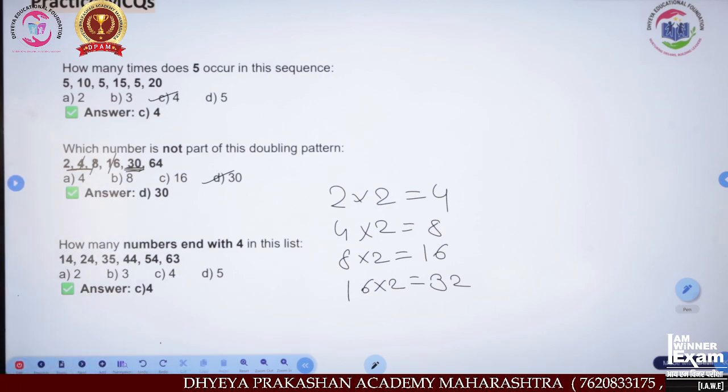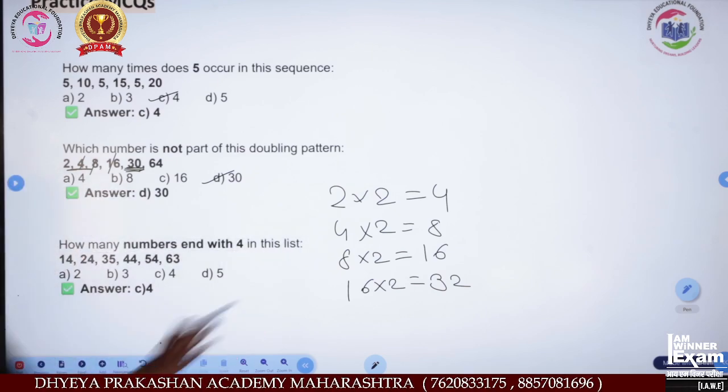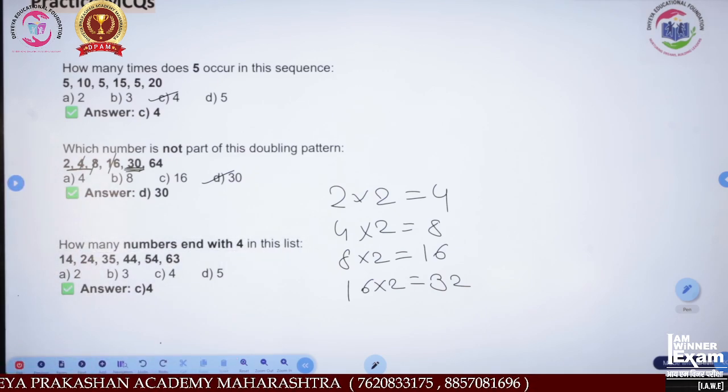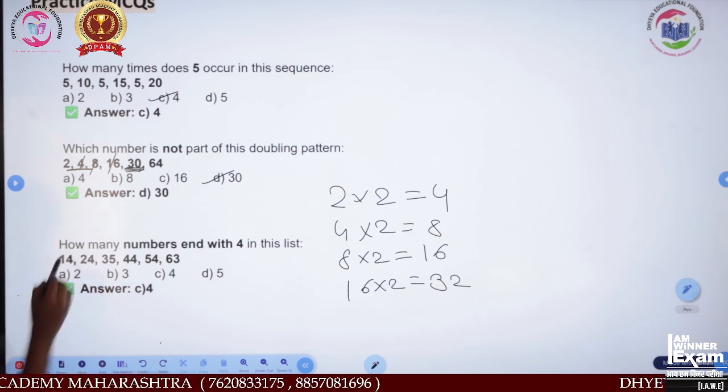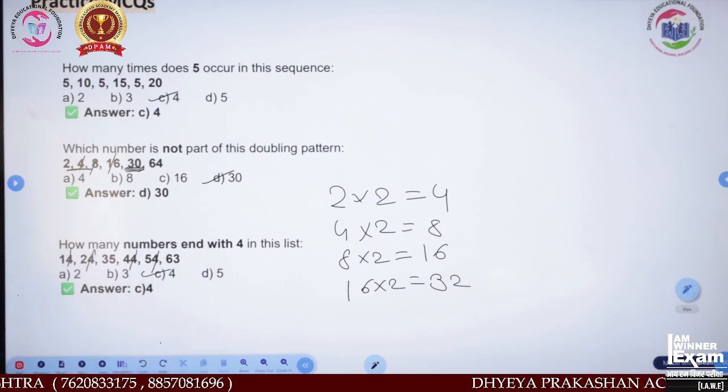Okay. Then next, how many numbers end with 4 in the list? That is 1, 2, 3, 4. 4. So option C is the correct option.